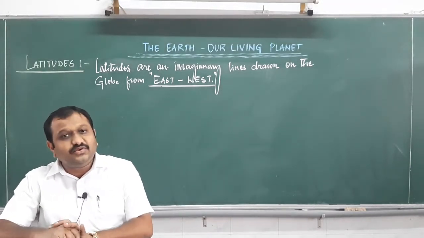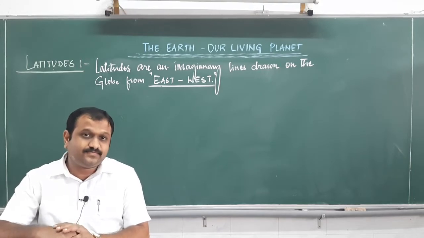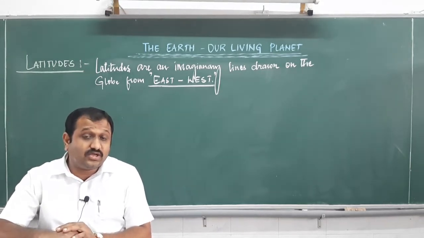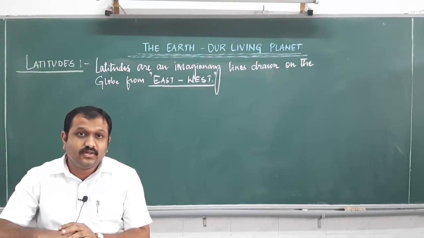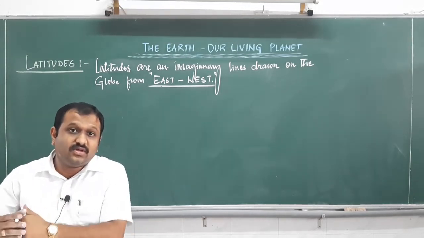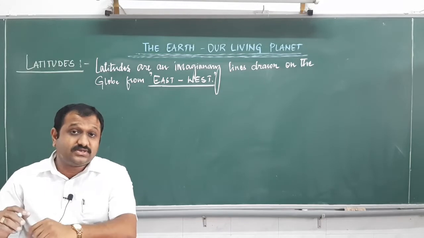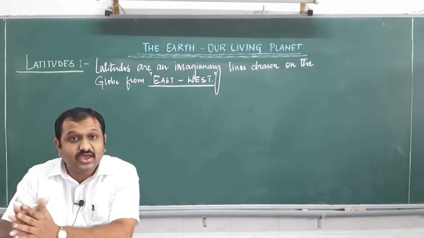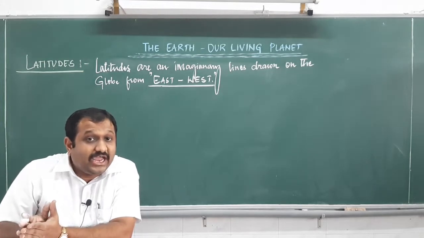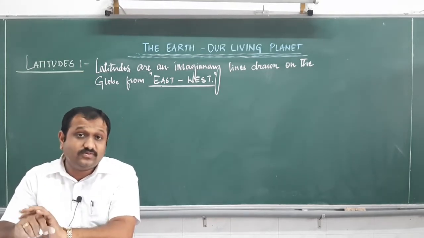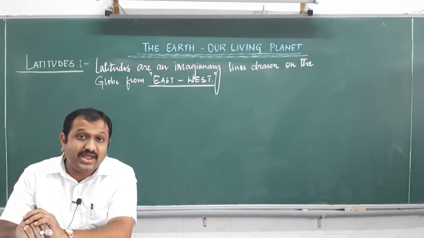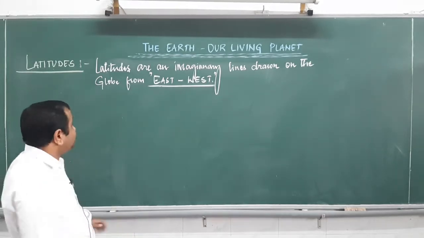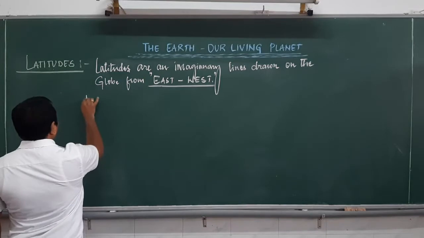How many latitudes are there on the globe? There are 90 latitudes on the globe, that is 90 to the north and 90 to the south. So totally we come across 180 latitudes on the globe. We shall see that.